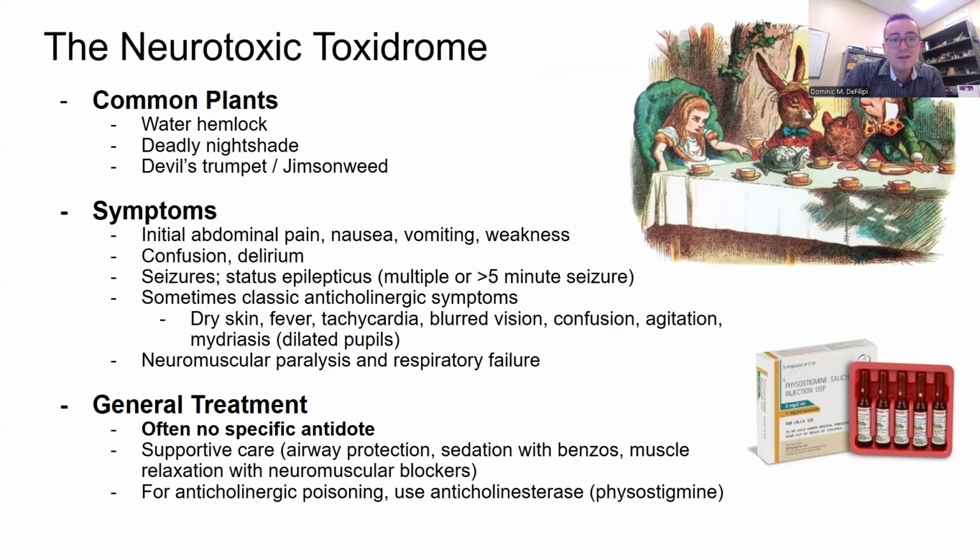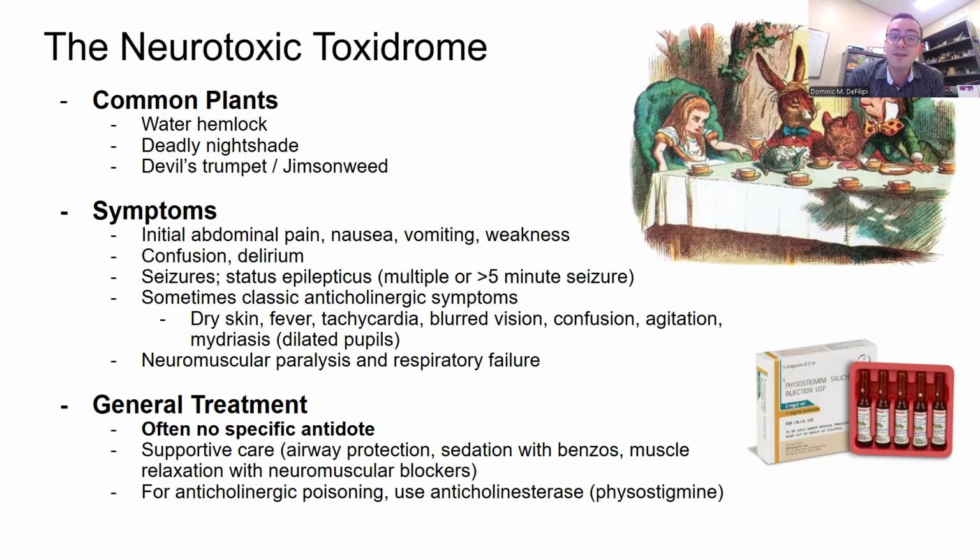The symptoms often initially are abdominal pain, nausea, vomiting, weakness, again, very non-specific. However, this often progresses to confusion or delirium. Neurotoxicity also manifests in the form of seizures and status epilepticus. Status epilepticus is the way of describing the condition where a patient is having multiple seizures or a seizure which lasts longer than 5 minutes. That could be a symptom within the neurotoxic toxidrome.